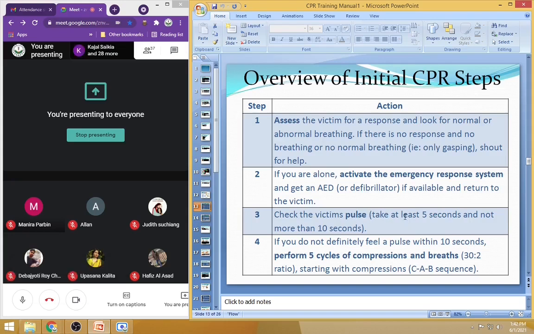Take at least 5 seconds, but not more than 10. How many minutes do we have? Suppose a person is having a stroke or heart attack, meaning no blood circulation and ventilation is hampered. According to the previous slide, within how many minutes do we need to restore adequate ventilation or circulation? Less than 10 minutes, within 5 to 10 minutes. We have to restore it.